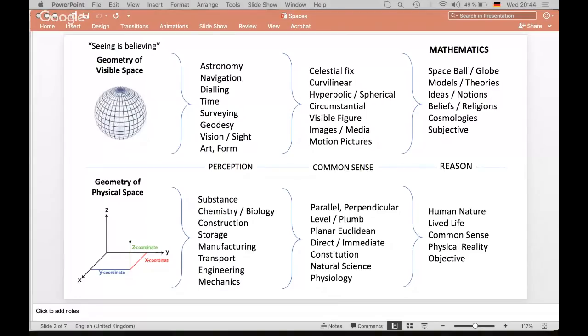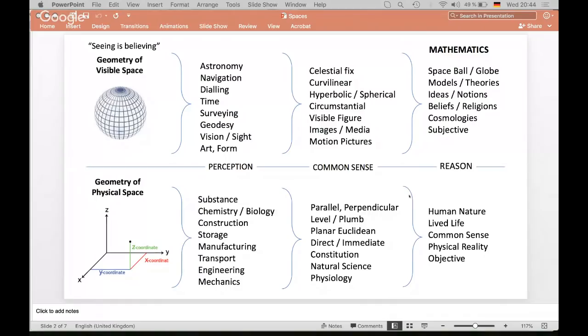And I just wanted to throw this slide up. I know we showed this fairly recently, but what that lady was talking about is everything here on the bottom, this geometry of physical space. And the fact that it all is used in construction, manufacturing, transport, engineering, mathematics, right?